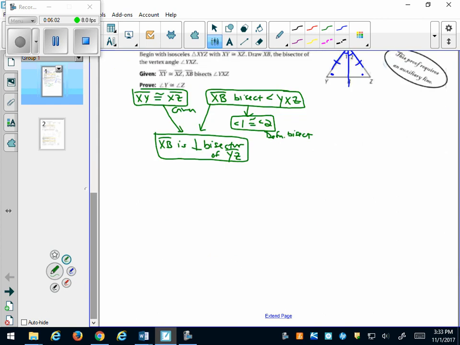And since the theorem didn't have a name, I really need to just state it out. If a line bisects the vertex angle of an isosceles triangle, then it is the perpendicular bisector of the base.